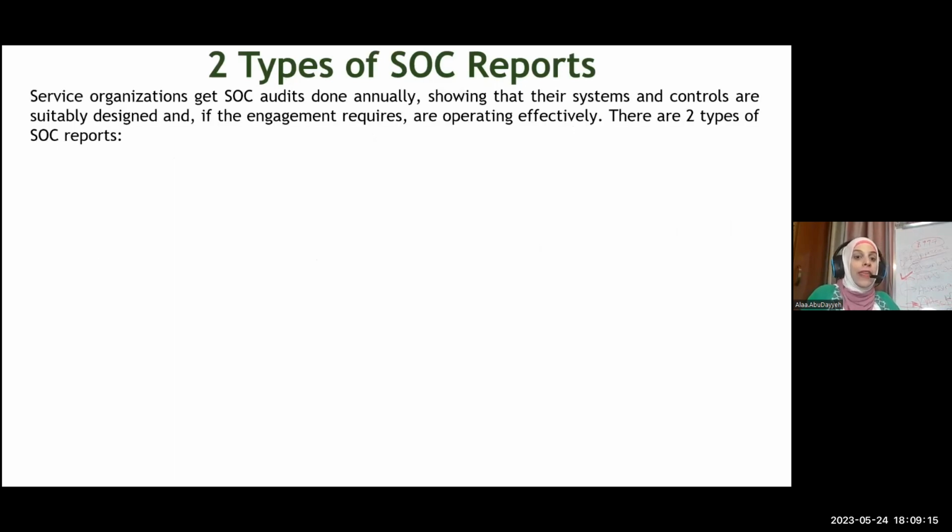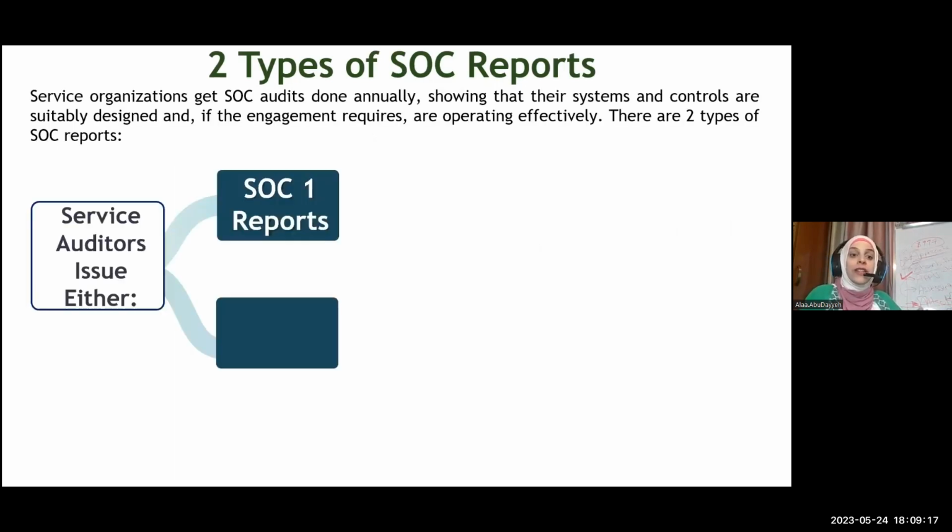Now, again, the service organizations get the SOC audits, which are done annually, and they show that their systems and controls are suitably designed. So the SOC reports show that the controls and systems for those service organizations are suitably designed. And based on the type of the engagement, because we have type 1 and type 2 reports, they may be required to also report on the operating effectiveness of the internal controls of those organizations.